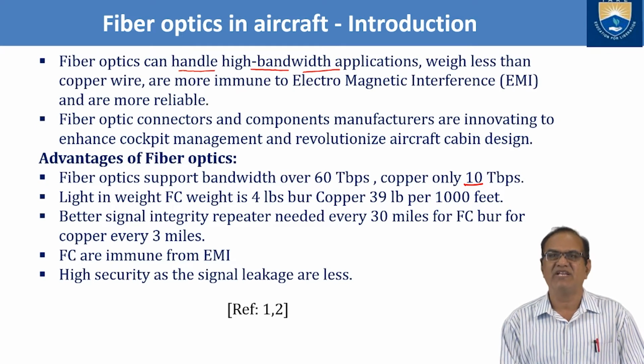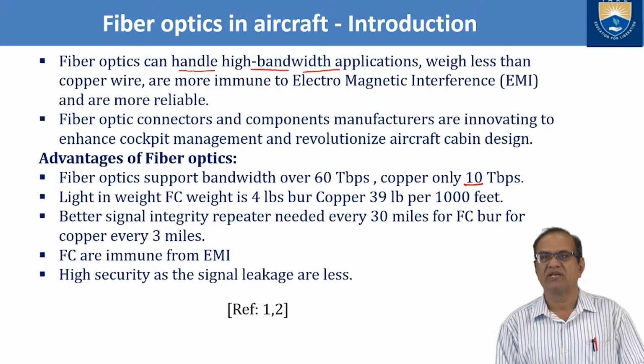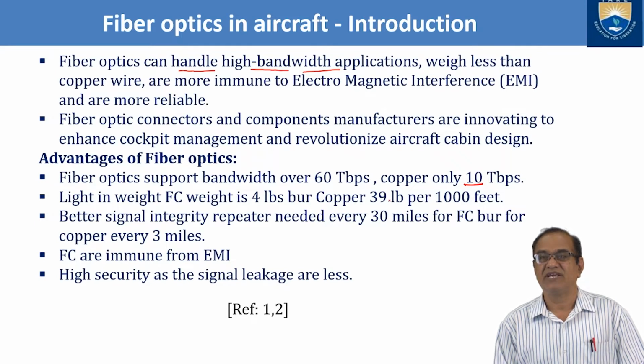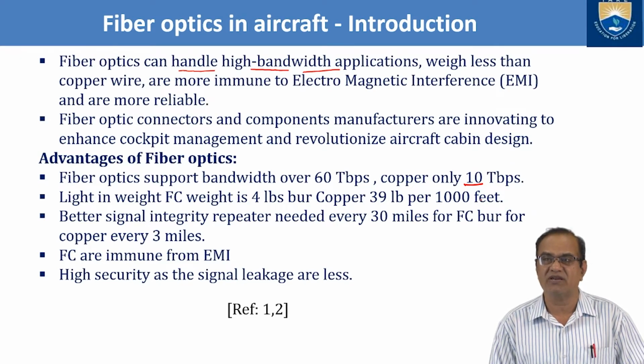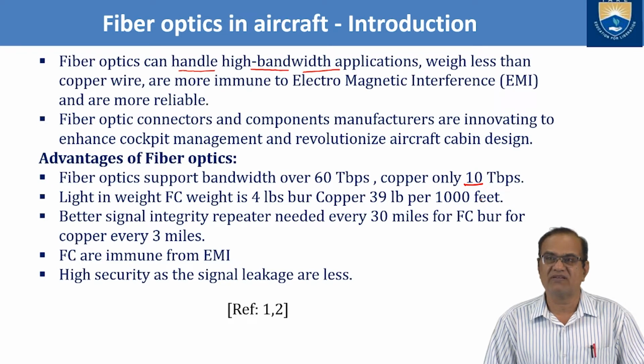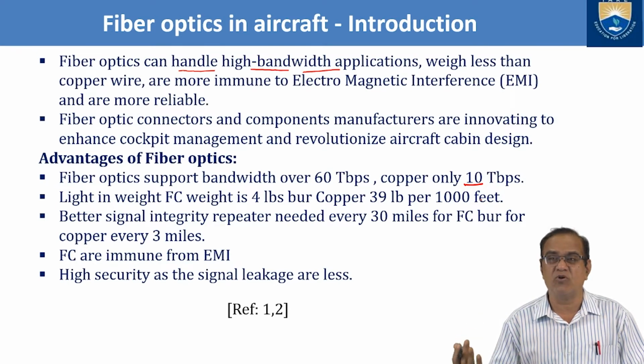Then, light in weight. The fiber cable weighs 4 pounds, but copper weighs 39, nearly 10 times, for 1000 feet of cable. So if you take 1000 feet of cable, the fiber cable will be 10 times lighter, or the copper is 10 times heavier than fiber cables.